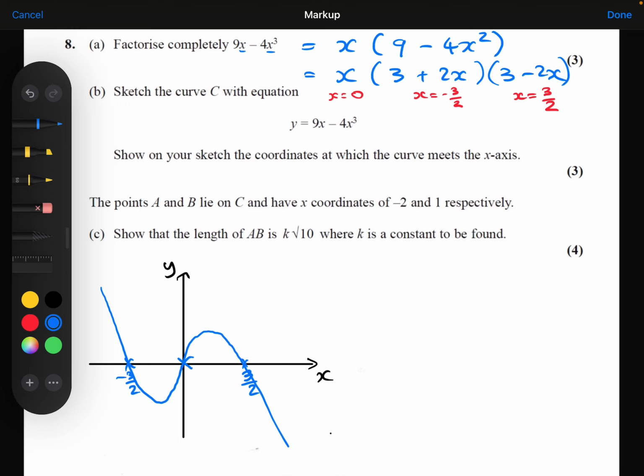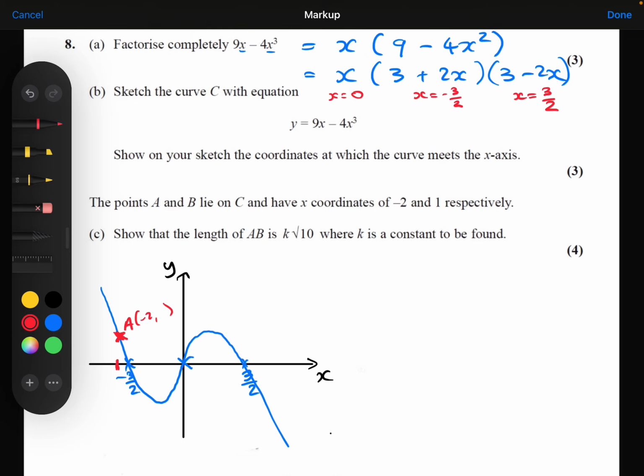We're then told the points A and B lie on the curve and have x coordinates minus 2 and 1. Right, so x is minus 2 is roughly about here. Remember, this is minus 1.5, so minus 2 is a little bit below that. So therefore, this point here lies on the curve. This is my point A that's got an x coordinate of minus 2. Not quite sure what its y coordinate is yet.